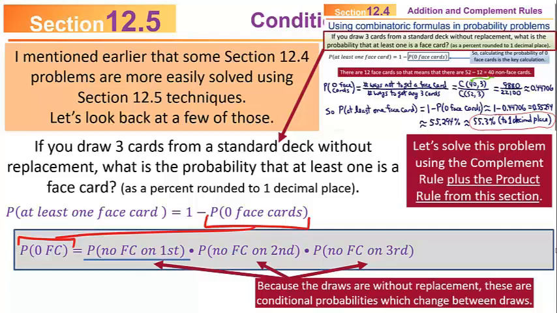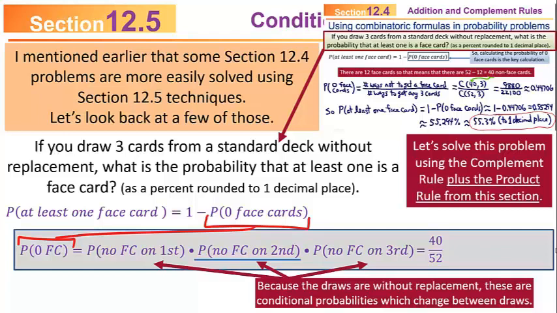What is the probability of not getting a face card on the first card? Well, if you look back in the upper right-hand corner, you'll see that we talked about this. There are 52 cards in the deck. There are 12 face cards. There are 40 cards that are not face cards. So the probability of not getting a face card on the first draw is simply 40 out of 52. But when we go to calculate the second probability, the probability we don't get a face card on the second draw, this is a conditional probability because we're not putting the card back in.